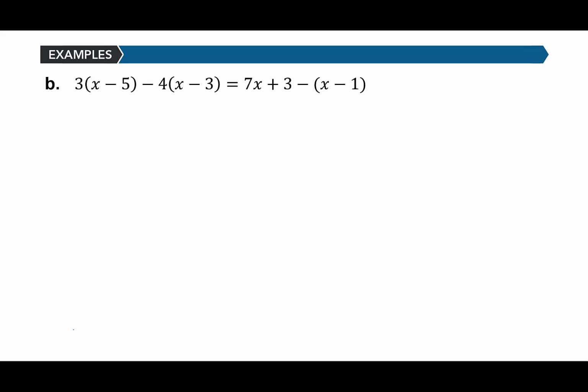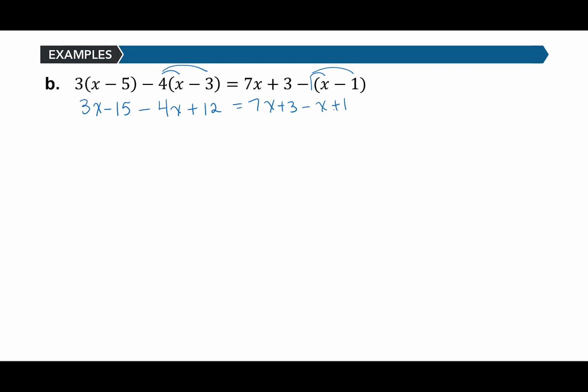So to solve this equation, we distribute on the left to get 3x minus 15. And then be careful here, we have a negative 4 that we need to distribute. So that will go into each of those terms to get negative 4x plus 12. And that equals 7x plus 3. And then the minus in front of the parentheses suggests that we want to take the opposite of, which is equivalent to multiplying each term by negative 1. That gives us minus x plus 1.